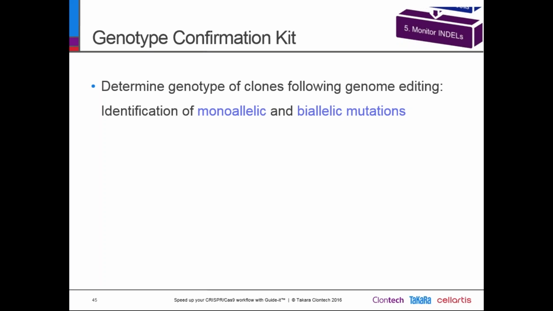Now, the second kit I would like to present is the genotype confirmation kit. The first kit, the mutation detection kit, is really a good tool for a quick screening of your cell population. This next kit can be used when you have already isolated clones derived from single cells. This kit allows you to distinguish clones that are wild type from clones which carry monoallelic and clones that carry biallelic mutations.